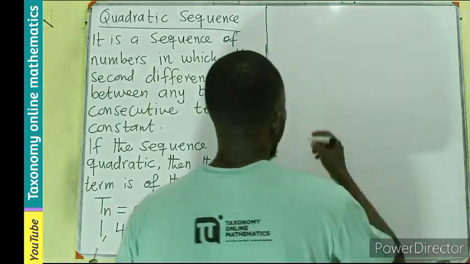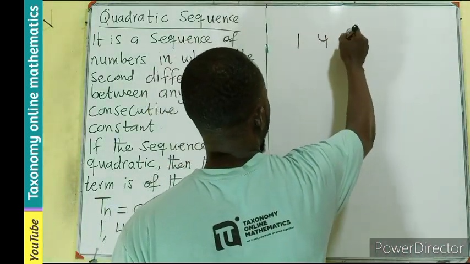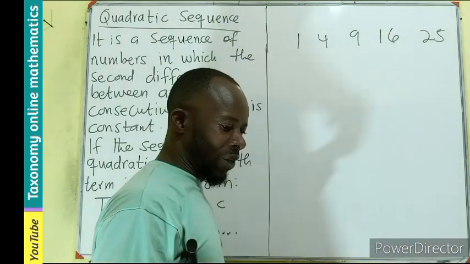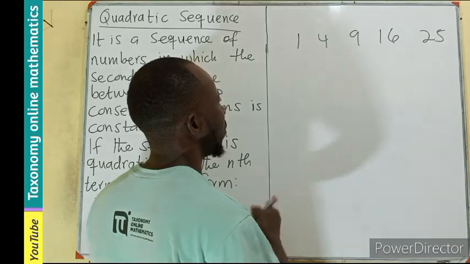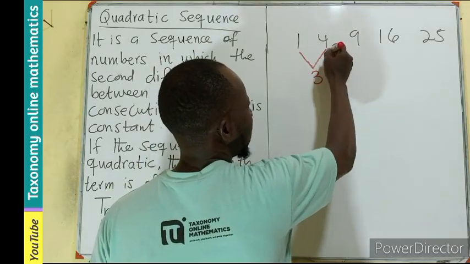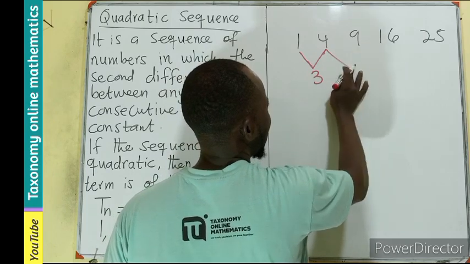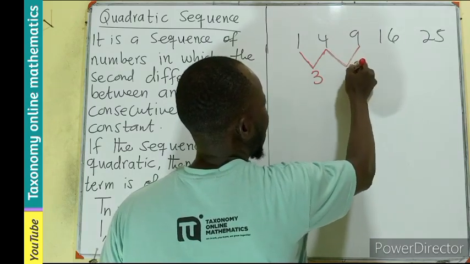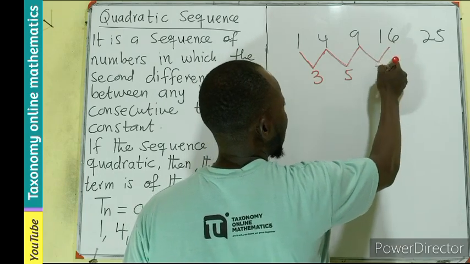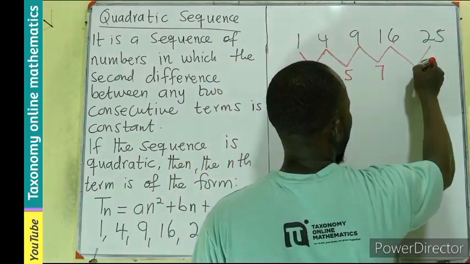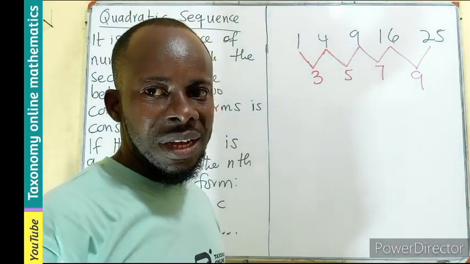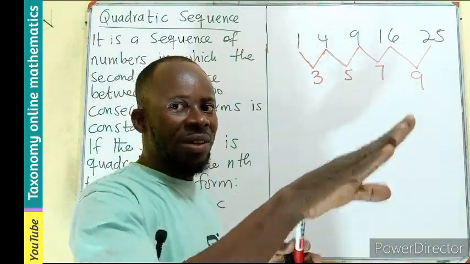So let's see. If I have 1, 4, 9, 16, 25, let's find the difference. The difference between the first two, at first glance, gives us 3. The difference here gives us 5, right? The difference here is 7, and the difference here is 9. So you can see the difference is not the same. This is the first difference.